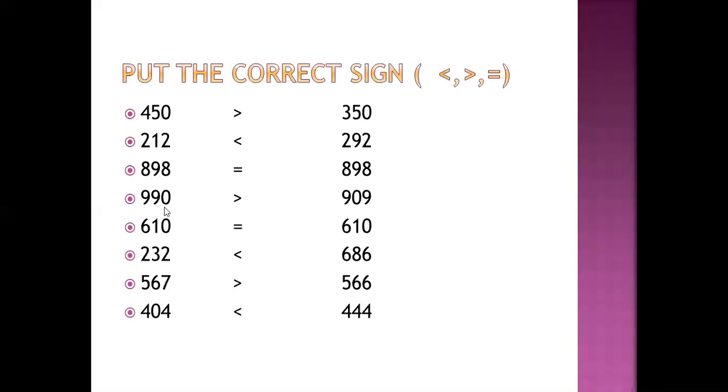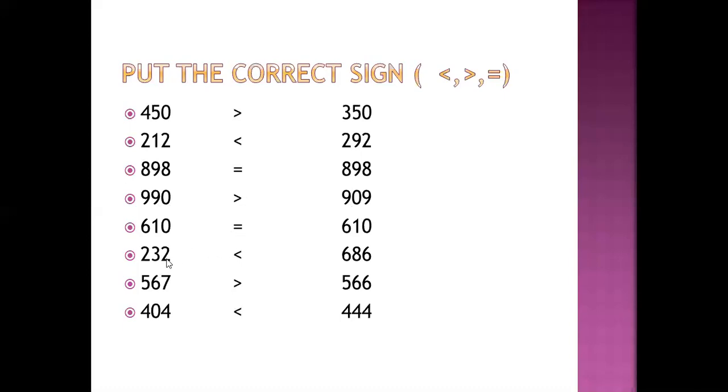The fourth number, 990, and the next number next to it on the right hand side is 909. So since the hundredth place is same, we see the 10th place. Here it is 0 and here it is 9. So 9 is bigger, so we put the greater sign near 990. The next number, 610 and 610. So easy to understand, it is an equal number.